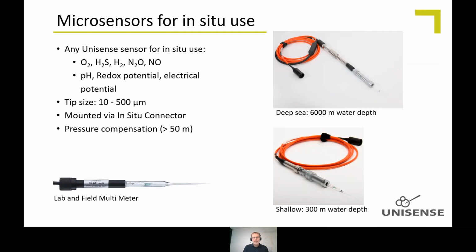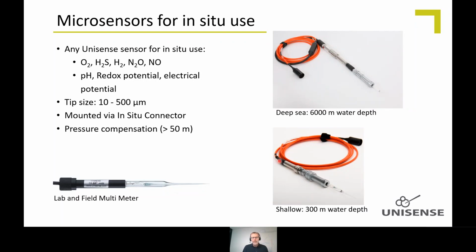And then all of these systems can be mounted on these free-falling in situ deep sea landers. As I said, we need the in situ amplifiers to take the sensors into the sea. With the lab and the field multimeter sensors, you can go underwater. They are waterproof down to 10 meters, so you can actually do measurements if you send a diver down with them. If you want to go deeper, then you need the in situ amplifiers as shown here. There's the deep version and there's the shallow version for 300 meters. This one is all the way down to 6 kilometers depth.